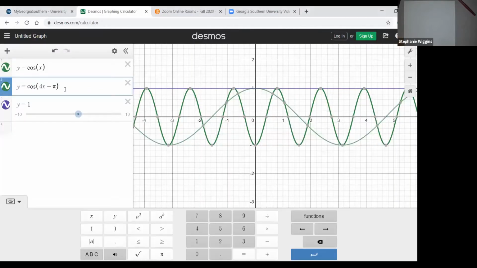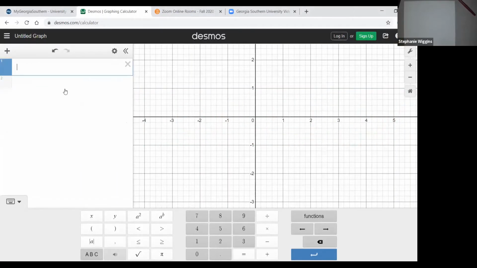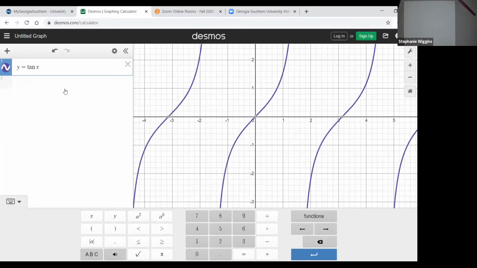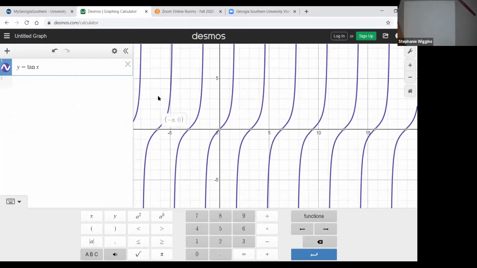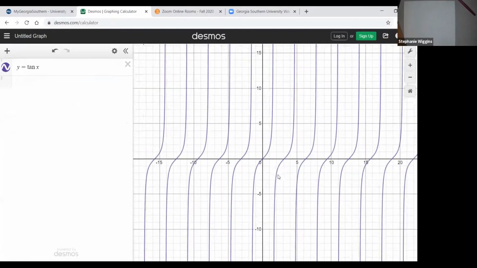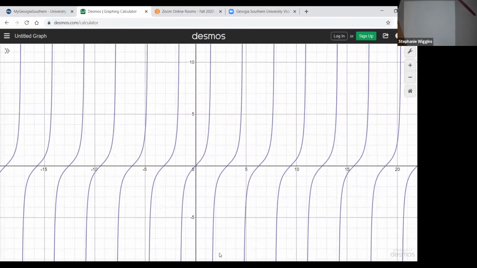the best way to do this is to go over to Desmos, and we can see it. And like I said, I encourage you to use this utility when you're doing your homework. It'll help you understand things much better. Okay, so y equals tangent of x. One thing you should know, as I mentioned earlier, the period for tangent is pi.